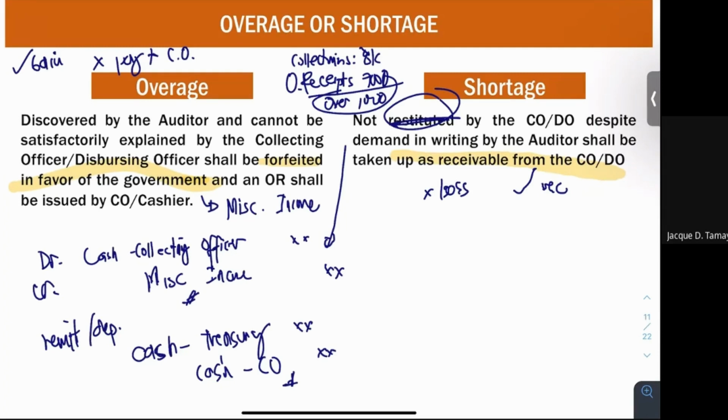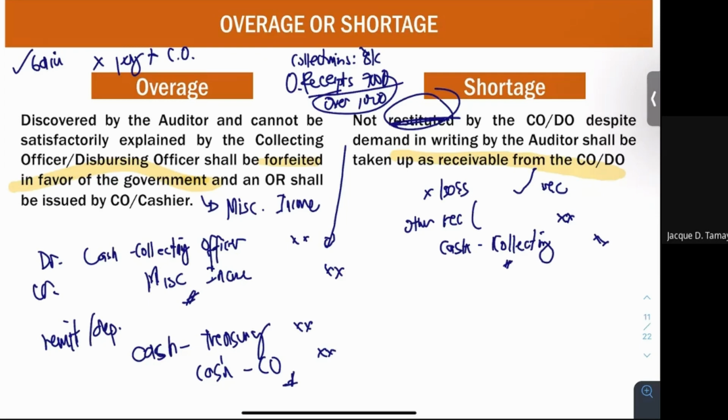So how do we account for it? To account for the receivable, we debit other receivables, and then we credit your cash, treasury. Sometimes it's not cash, treasury, it must be cash, collecting officer because it is not yet remitted. So other receivables, cash, collecting officer.